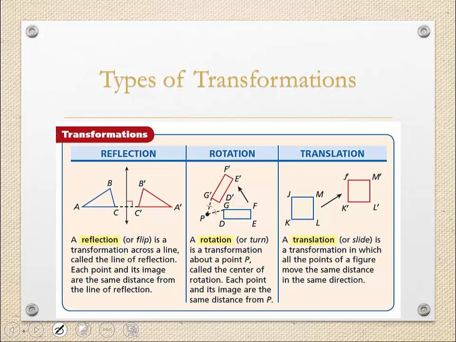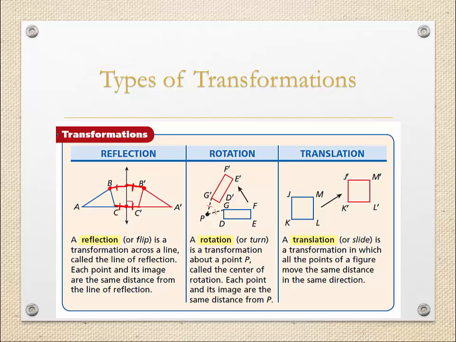So these are the transformations that we're going to talk about in this section: a reflection, a rotation, and a translation. A reflection is a flip across some line called the line of reflection. Each point in its image are the same distance from the line of reflection. So if this is my line of reflection, if I were to measure this distance right here, it would be exactly the same as this distance here. And the same thing with point B. From the line of reflection to point B is exactly the same as B to B prime. And obviously the same thing with A.